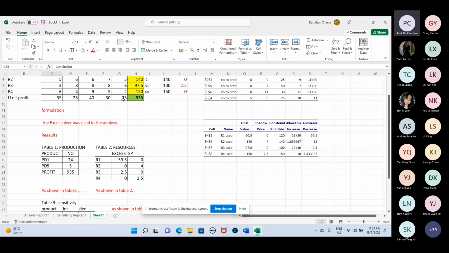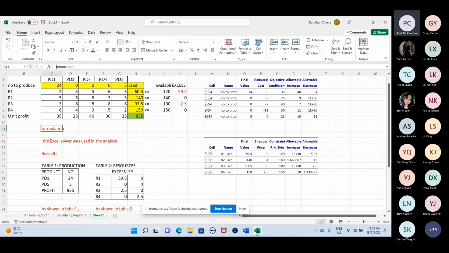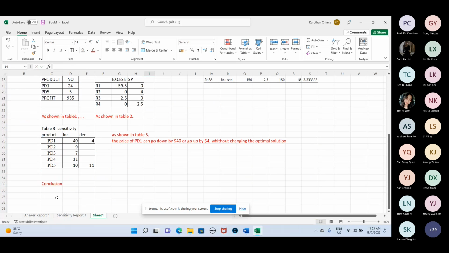How many numbers are you going for? Number 1, formulation. Number 2, tell us what you used. Okay. Don't tell me how to activate the solver, okay? Number 3, results. And number 4, conclusion.